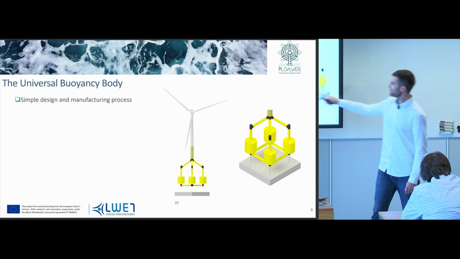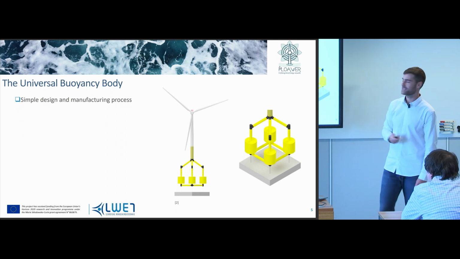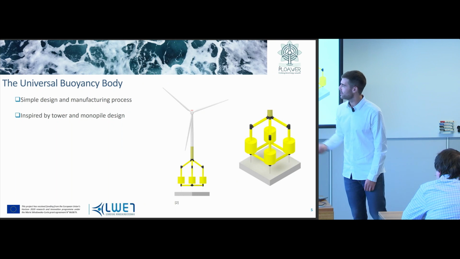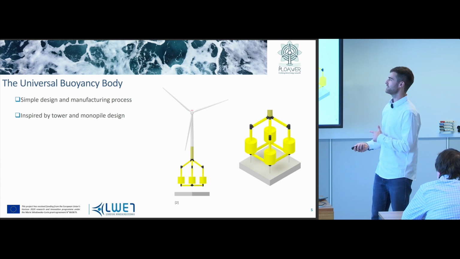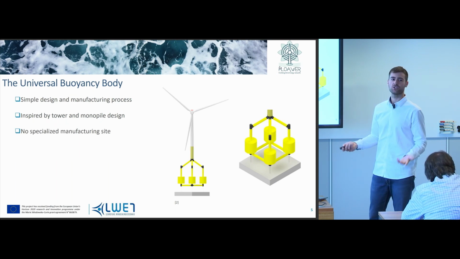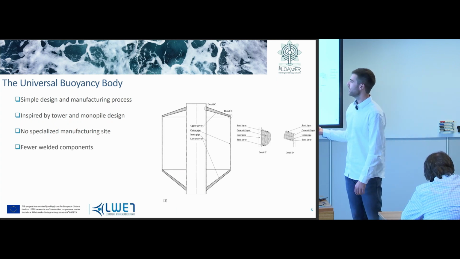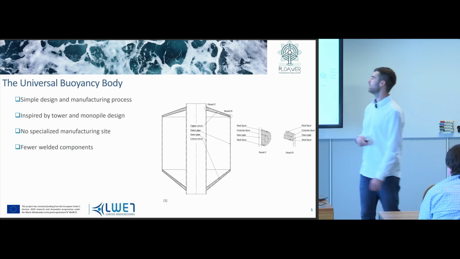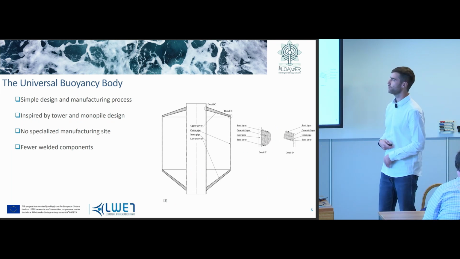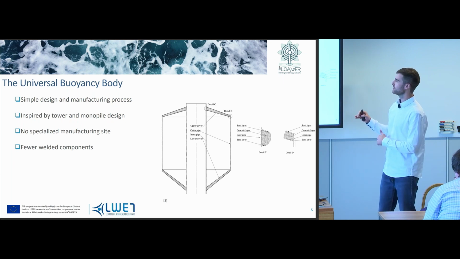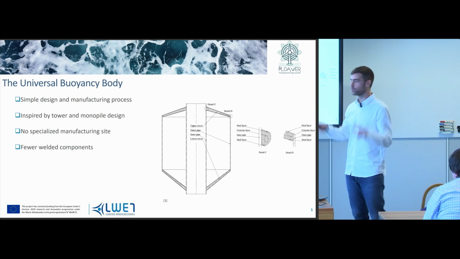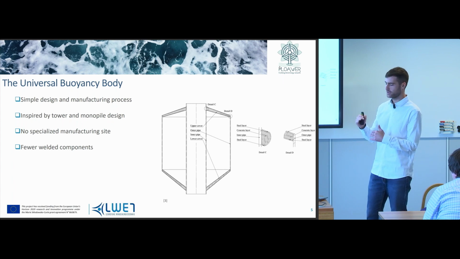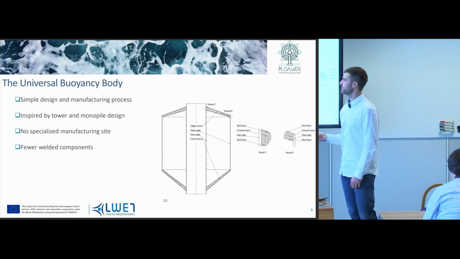As you saw in the GICON substructure, there are many buoyancy bodies at stake, and they came up with a simple design and manufacturing process for such components, which is inspired by tower and monopile design. Therefore, it doesn't need a specialized manufacturing site compared to other components. The design is simple, and it also takes advantage of fewer welded components. I won't go too much into detail, but it's a sandwich type design with concrete and steel to replace or decrease the use of stiffeners in the design.